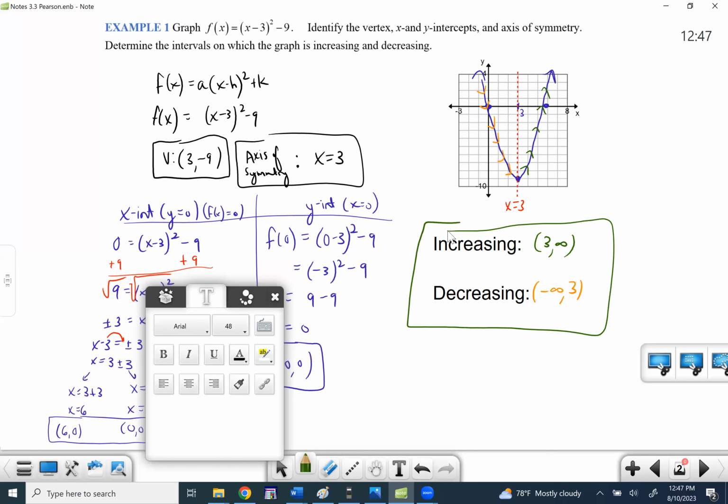I'll try not to butcher the next one there. All right, here we go. Oh, by the way, it's always a parenthesis when you're talking about increasing or decreasing, because this point here, we can't include it. We can't definitively say right here it's increasing, or right here it's decreasing, because it's the point where we change from decreasing to increasing. So we don't include it, which is why we always put a parenthesis on the 3.